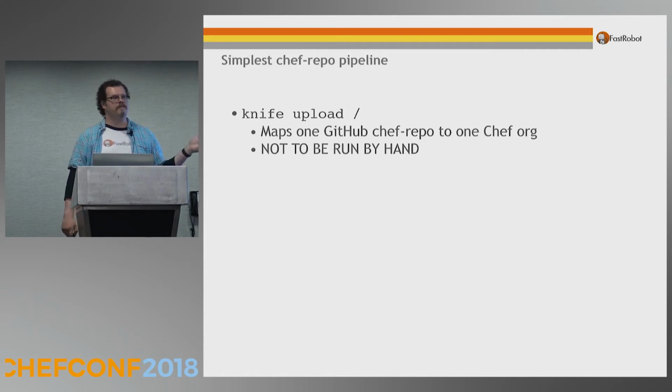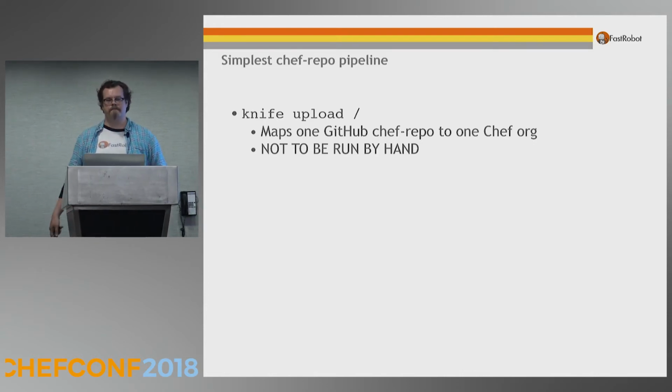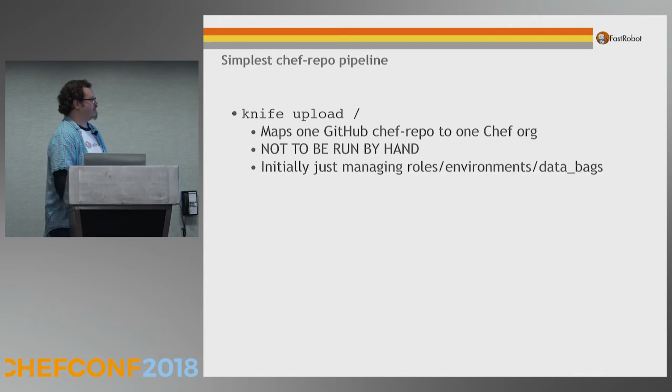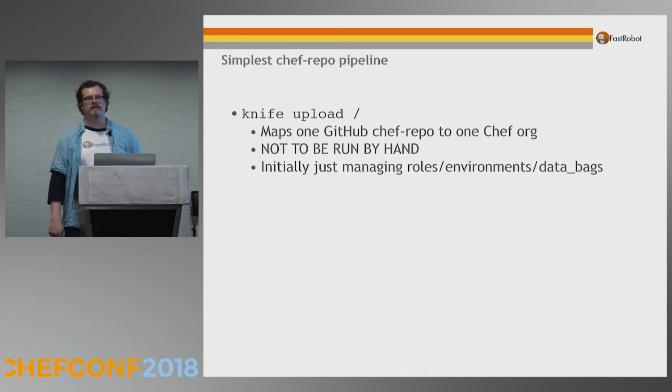You're going to look at the knife upload / command. You're going to see that it has an option for don't do roles, do roles, don't do cookbooks, do cookbooks. You can give knife upload / roles / environments / data bags. And like I said, we're initially just going to manage those three things, because that is enough Chef policy, coupled with cookbooks and an elaborate cookbook promotion policy, to control everything you need about your nodes.